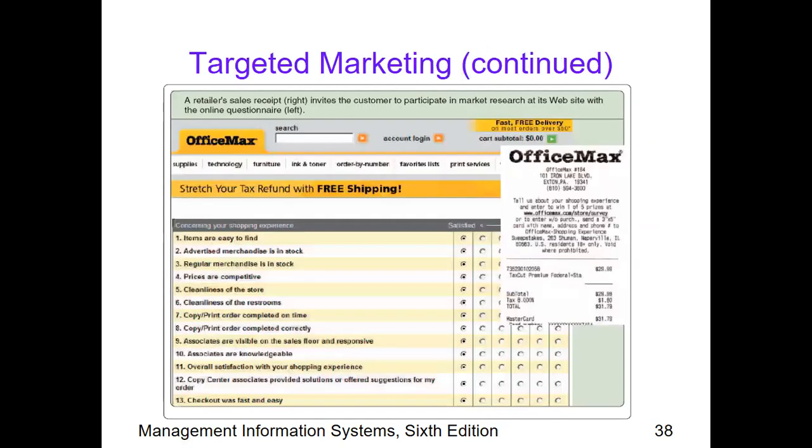This is an example of targeted marketing. For example, a retailer sales receipt, on the right, you can see here. Hopefully you can see the arrow: Office Max invites the customer to participate in market research at its website with the online questionnaire on the left. So by going to the URL or web link, that person can now participate in the research.